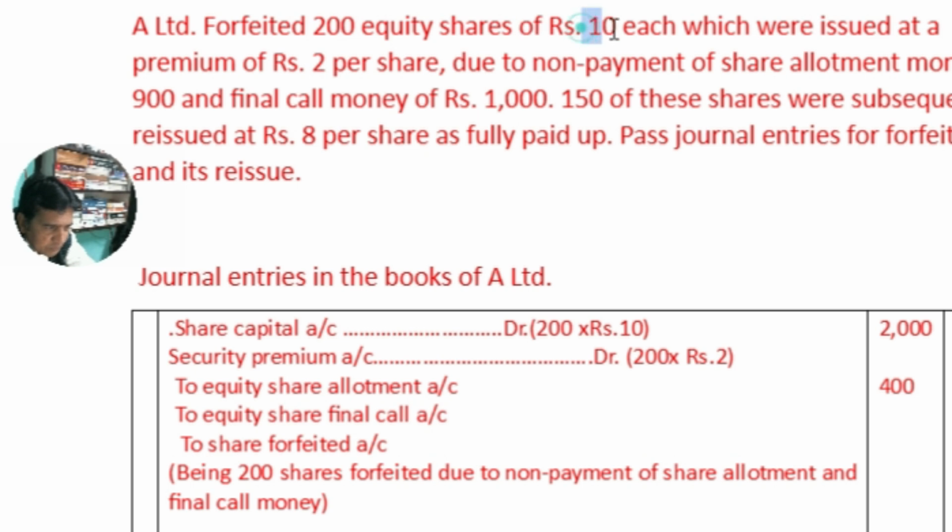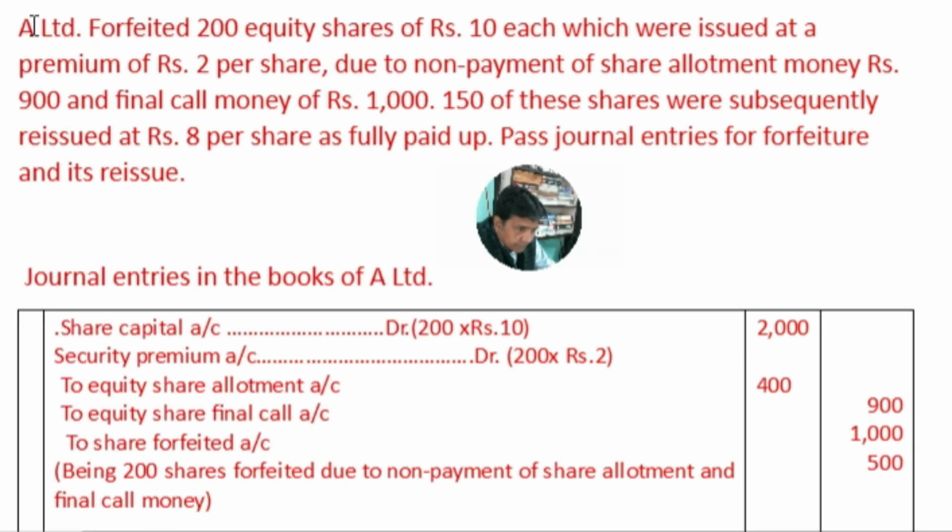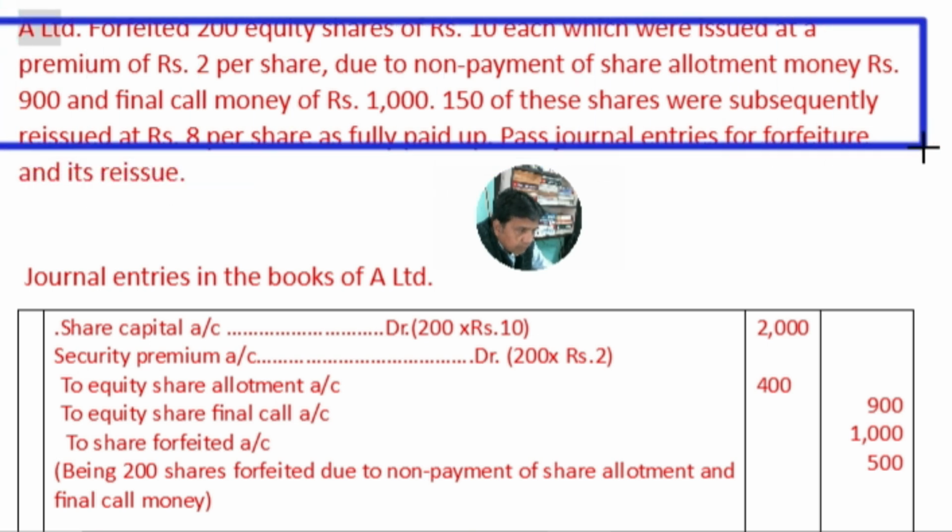The forfeited shares are of rupees 10 each. This rupees 10 per share is reissued at rupees 8 per share, so there is a loss of rupees 2 on one share. Since 150 shares are reissued, 150 into 2 gives 300 rupees. So these are the questions, and we have analyzed the details and information in the question. Now you see the solution on the basis of this problem.